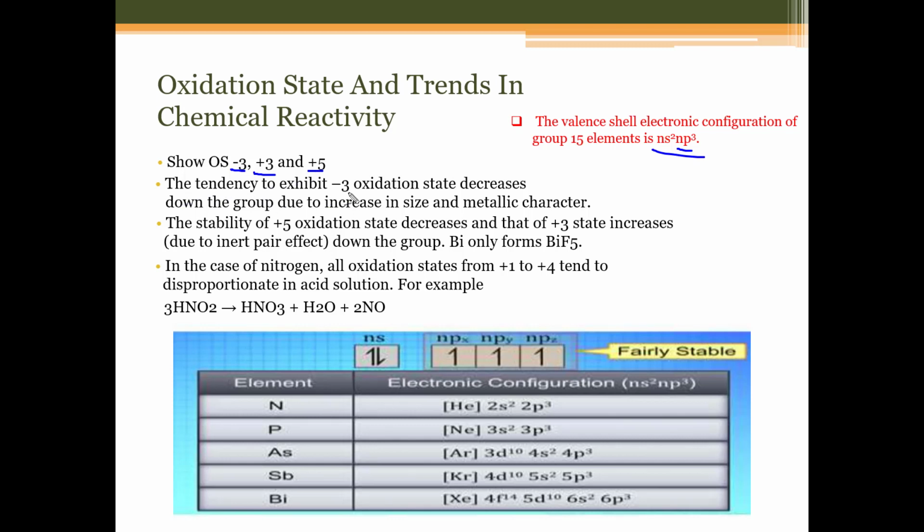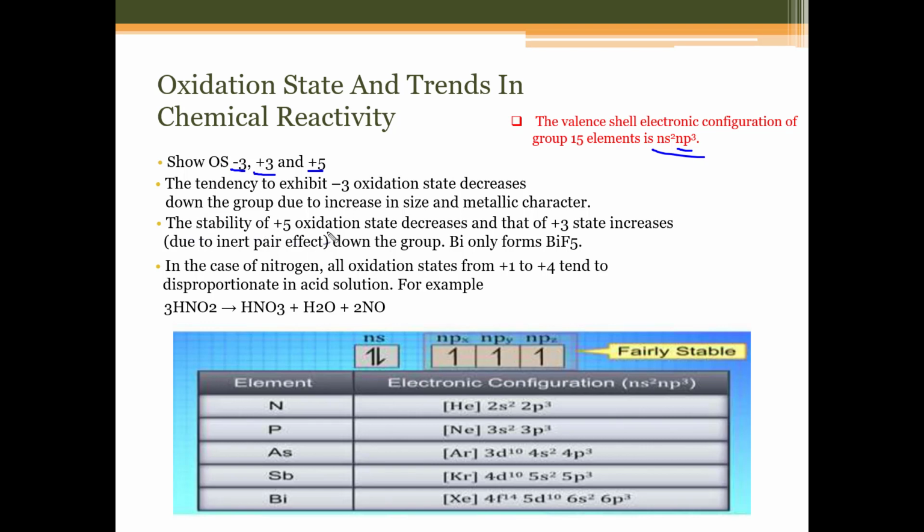The tendency to exhibit -3 oxidation state decreases down the group due to increase in size and metallic character. Here, -3 oxidation state means that the element is accepting 3 electrons, and down the group, as the atomic size increases, the tendency to accept electrons decreases, and thus the tendency to exhibit -3 oxidation state decreases down the group.